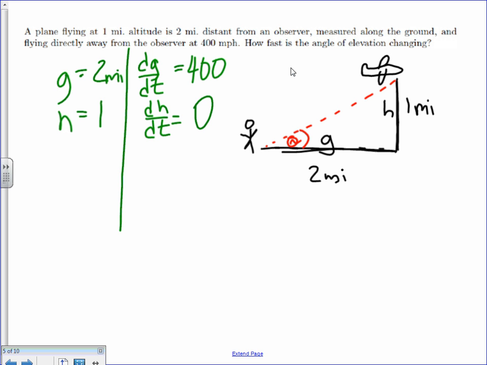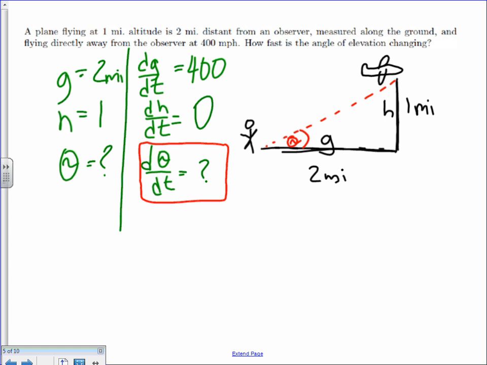And then finally, theta, that's the angle of elevation. We don't know that. And d theta dt, well, we don't know that either. If we look back at our question, how fast is the angle of elevation changing? They want us to find d theta dt. That's what we're trying to find. Okay, so we've got something about this angle in our triangle right here. And then we've got an opposite side and an adjacent side. And it's a nice little right triangle. It's a pretty big right triangle, actually. It's not that little. So let's go ahead and use our tangent formula.